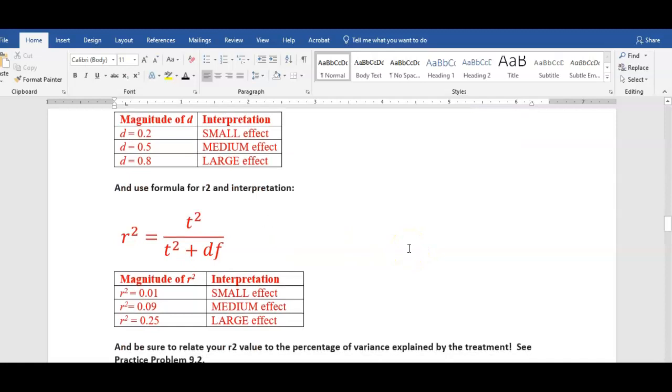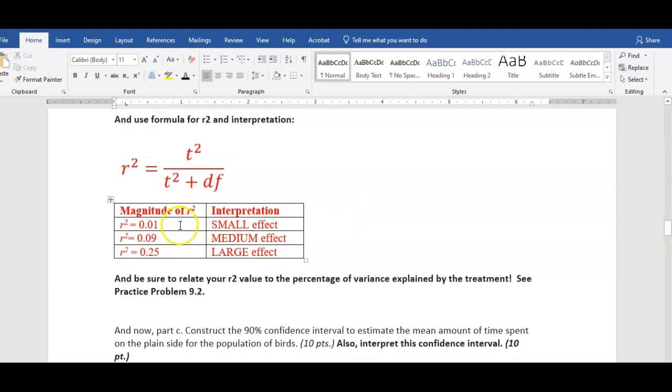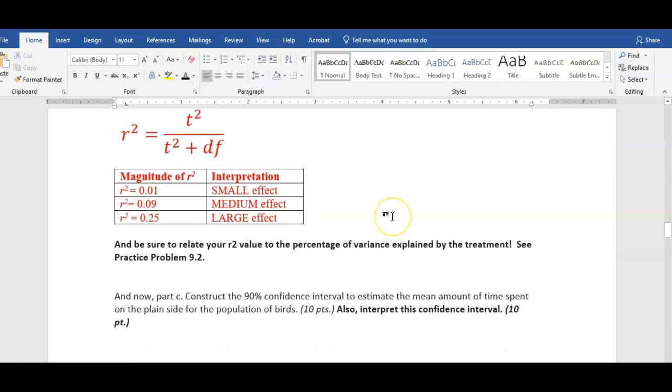The formula for R squared then is also quite simple. Use your obtained t value here. Now t here is the obtained, your calculated t value, square it, and then divide by t squared plus your degrees of freedom. Just do the math. Here's how you interpret the magnitude of R squared. If R squared equals 0.01 or less, you have a small effect. If it's 0.09 to 0.01, you have a medium effect. If it's 0.25 or above, you have a large effect. And so just kind of use your best judgment there.